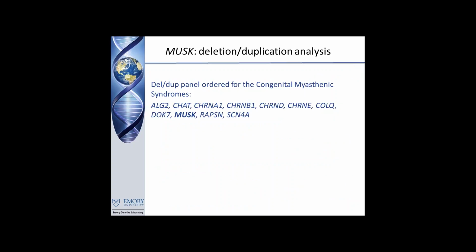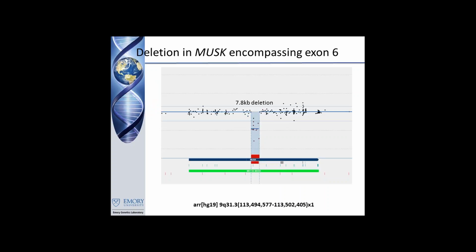We reported it out on exome sequencing, and the clinicians felt that this could be a good phenotype fit for their patient, but with just the one variant of unknown significance and a recessive disorder, they went ahead and ordered a deletion duplication panel. So it was one of our congenital myasthenic syndrome panels that includes this MuSK gene. When we ran the deletion duplication analysis, lo and behold, we found a deletion that encompassed exon 6 of the MuSK gene, which is a pathogenic deletion in this gene.